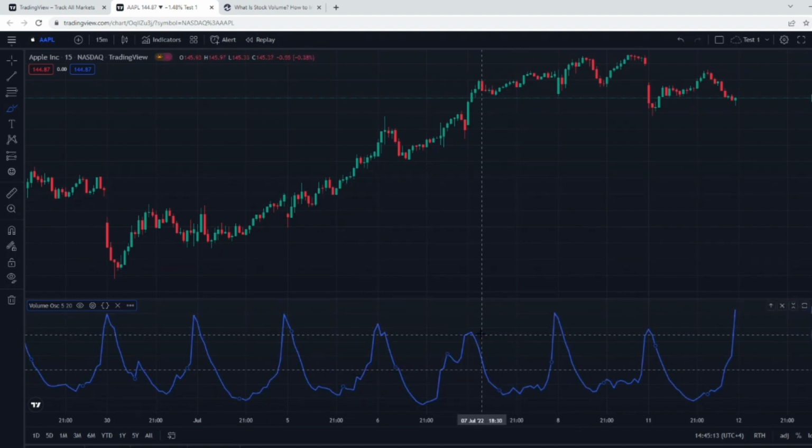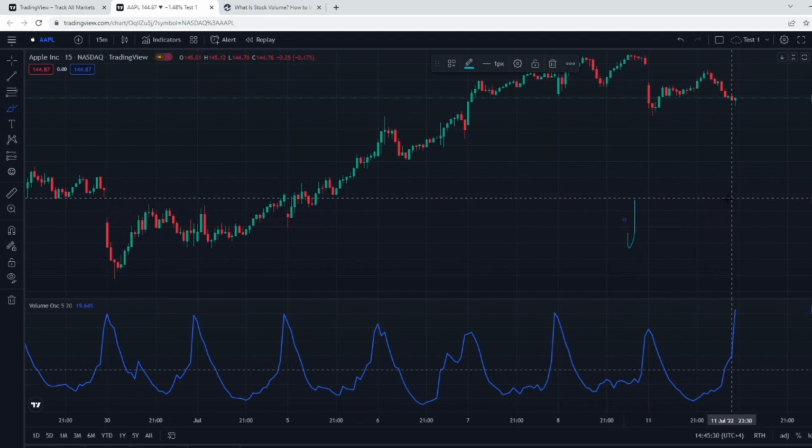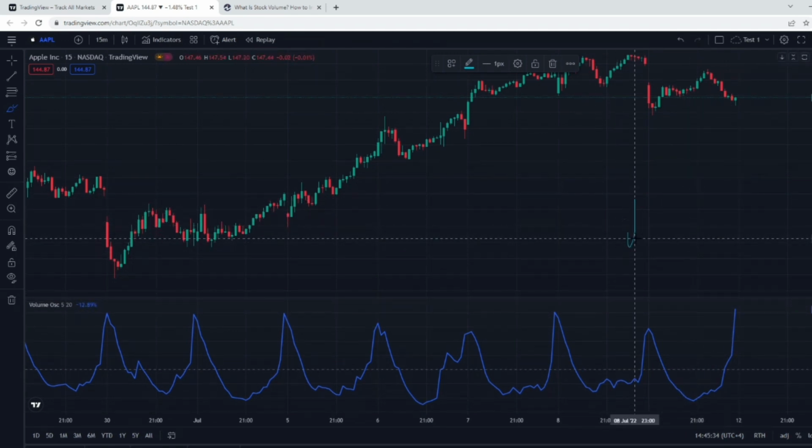If the price is heading upwards and the volume is also increasing, it means that it's a strong upwards trend. And if the price is heading downwards and the volume is increasing, this means that it's a strong downtrend. Remember, volume is like a fuel. So if the price is already heading downwards, an increase in volume will result in a stronger downtrend.